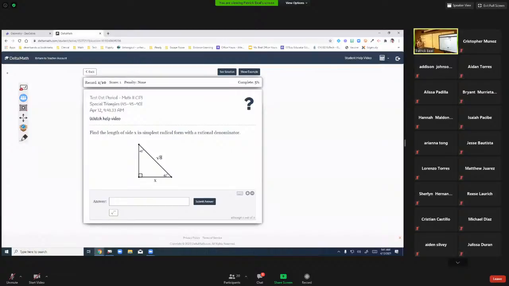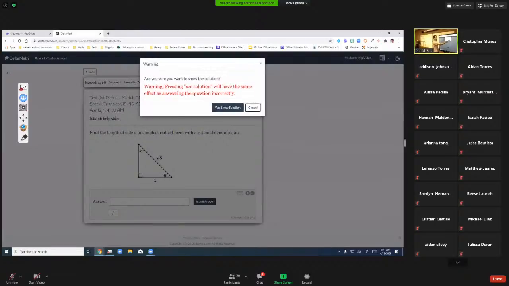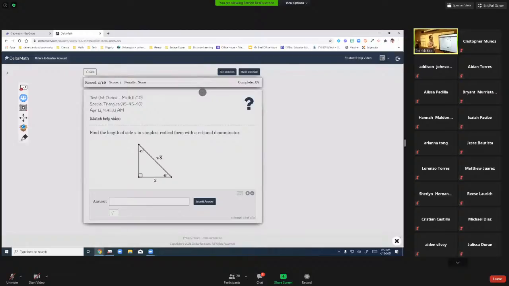No, because that simplifies already to 2 square root of 2. So that's not good. Ooh, that'll work. Yeah, I like this one.